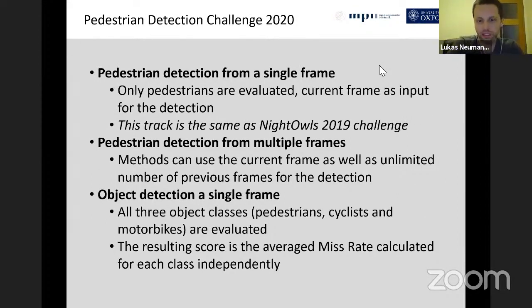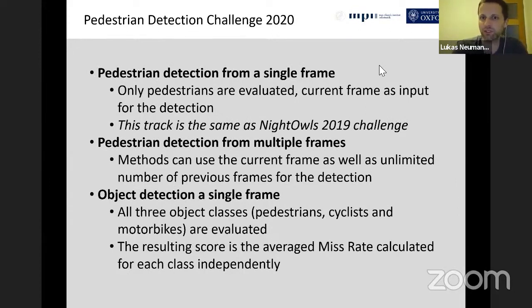This year we expanded the competition. So this is actually the second year we're running this competition. We ran the first year at last year's ICCV in South Korea. And this year we expanded it into three tracks. So the first track is the same as last year's challenge, which is detecting pedestrians at night from a single frame. The second track was, as I mentioned before, also pedestrian detection, but from multiple frames.